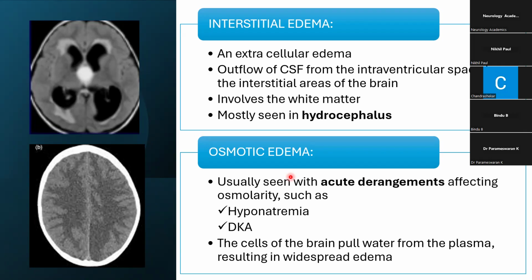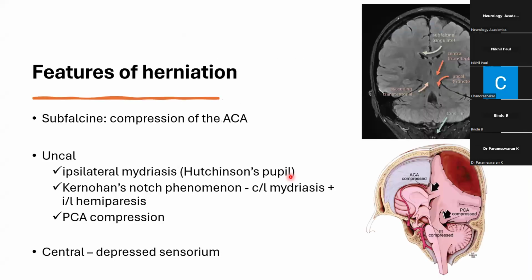In addition to this edema, we should also be familiar with the features of herniation. The common ones we encounter are subfalcine herniation, uncal herniation, or central herniation. In a subfalcine herniation, one of the complications we can anticipate is the compression of the anterior cerebral artery.